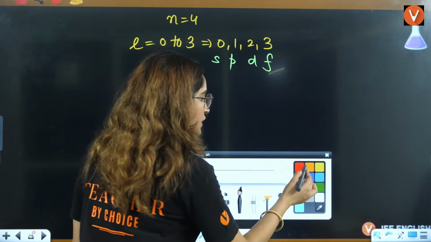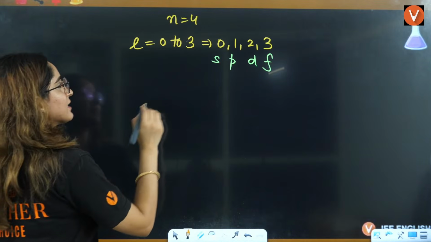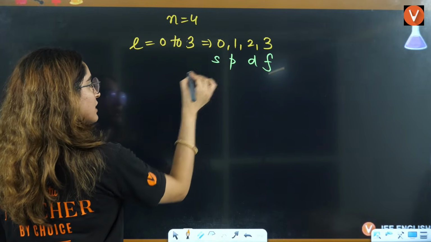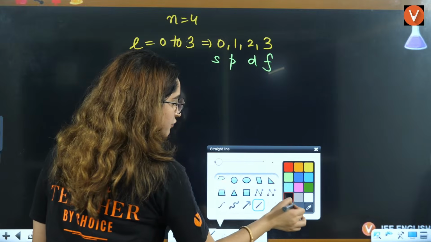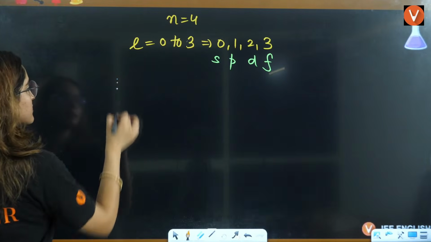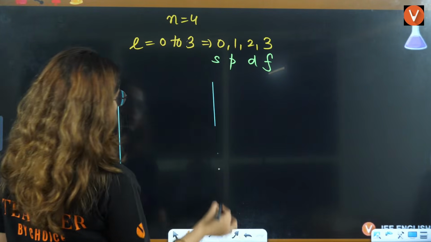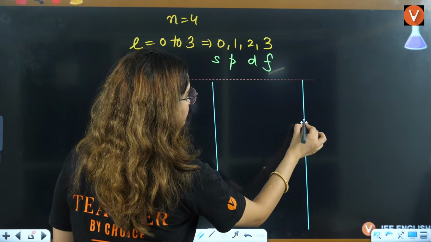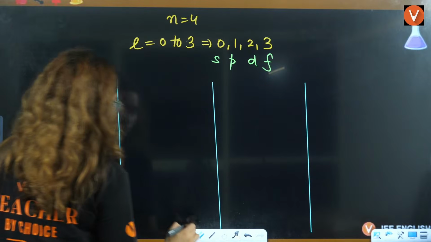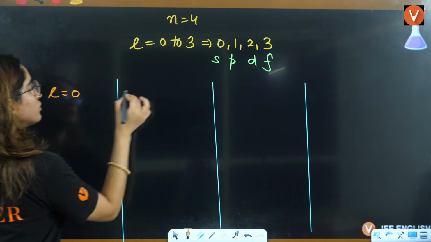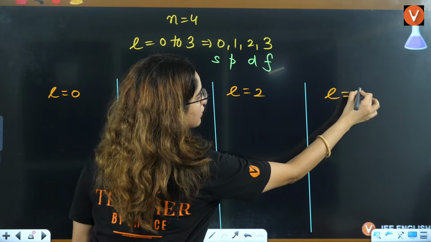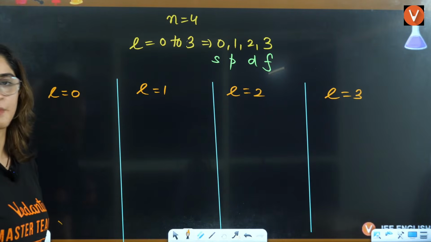Now, if it is equals to S, P, D, F, then can I say that this S here, if I mark different values for this one, this is L is equals to 0, this is L is equals to 1, this is L is equals to 2, right? L is equals to 0, 1, 2, 3. Okay.